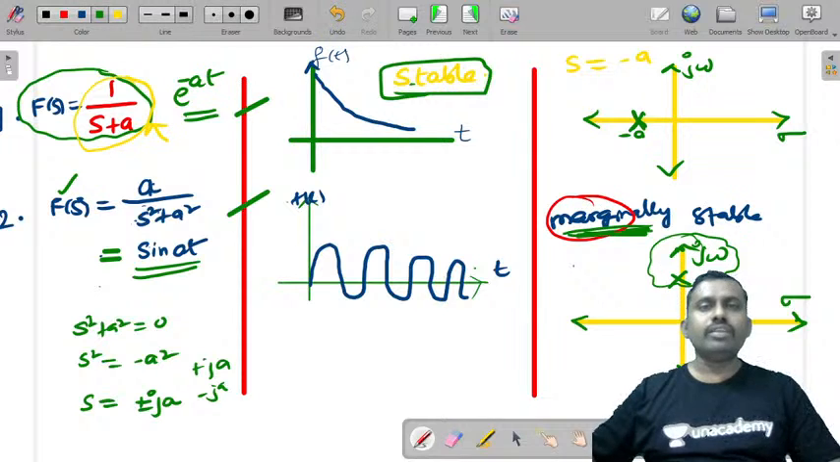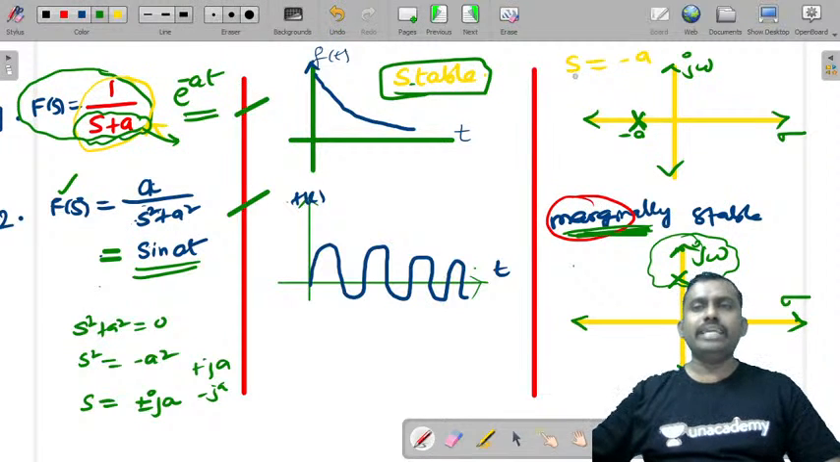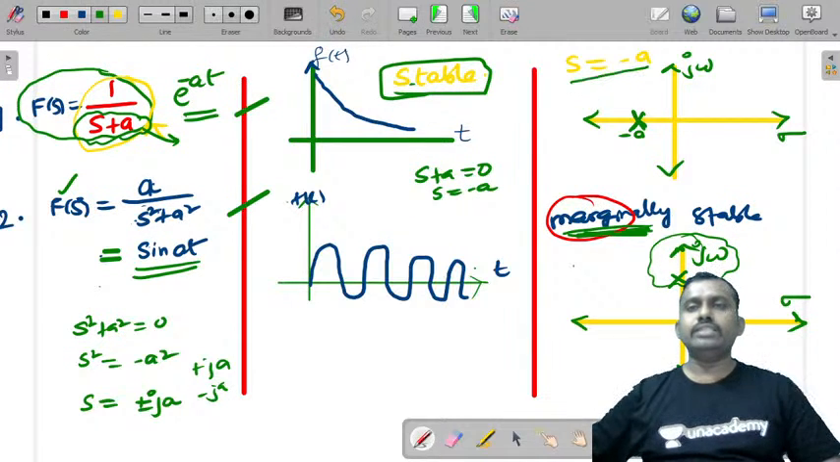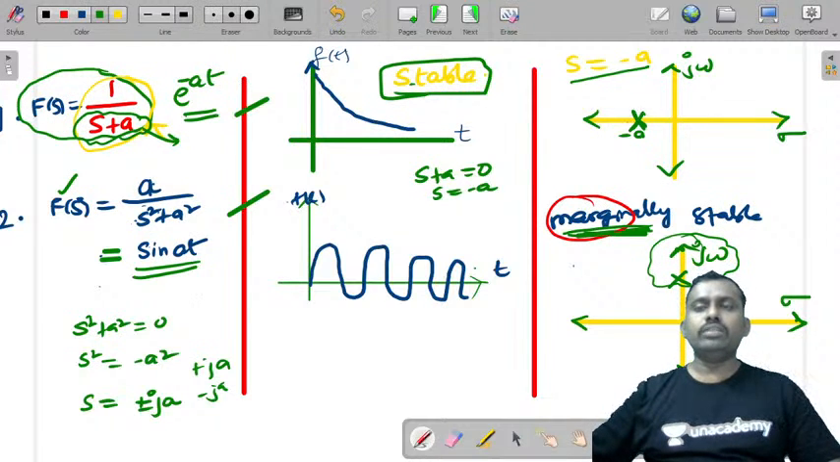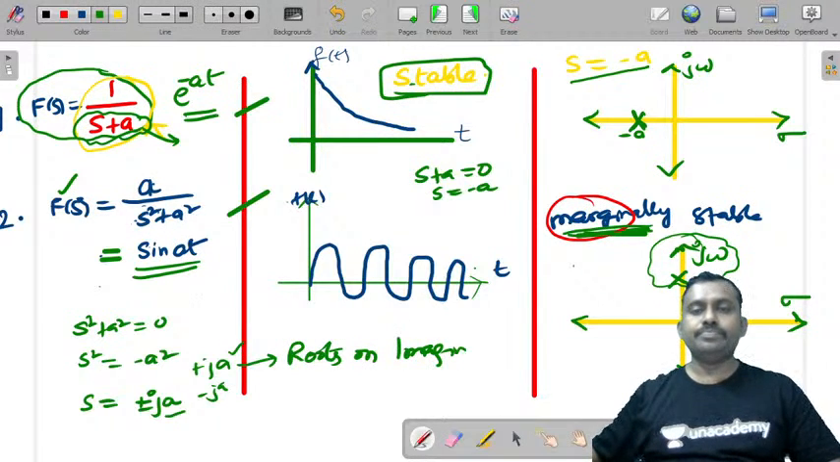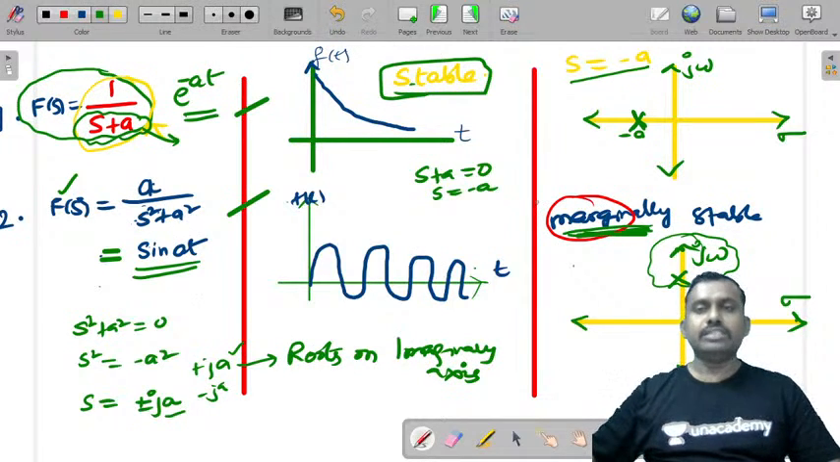Hope this is clear. I'll just try to repeat once again. We have taken the denominator of this function to find the poles or the roots of the equation. So we can make it equal to 0, that is s plus a equal to 0 will give us s is equal to minus a. So s is equal to minus a, if you plot it, the pole is on the left half of s plane. We can say if the pole is on the left half of the s plane, the system is a stable system. Now we have taken the second one, we have found its roots. It has imaginary roots on the imaginary axis. If the roots are on the imaginary axis, we can say that the system is a marginally stable system.